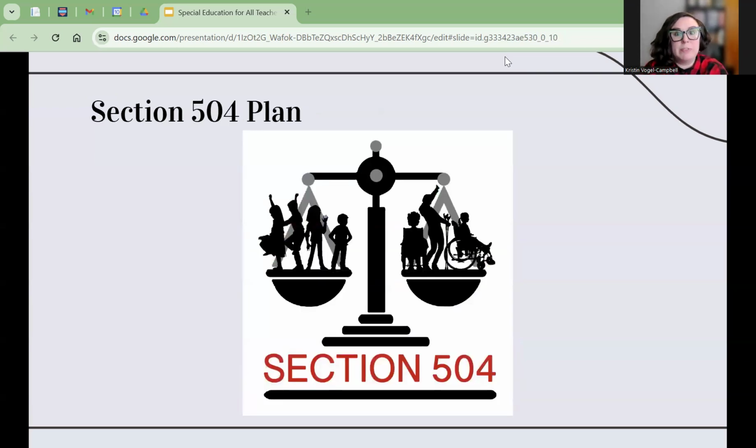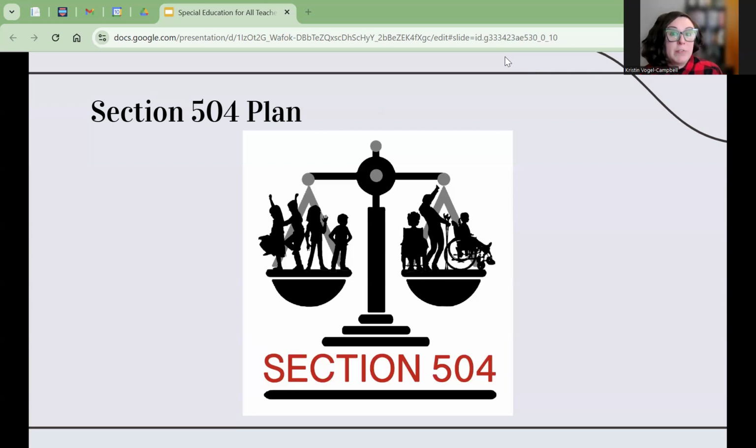So what is a Section 504 plan? A Section 504 plan comes from the Civil Rights Law, Section 504 of the Rehabilitation Act of 1973, and protects the rights of individuals with disabilities. A 504 plan is a formal plan or blueprint for how the school will provide services to a student with disability. This essentially removes barriers for individuals with disabilities by ensuring that appropriate services are provided to meet their special needs.